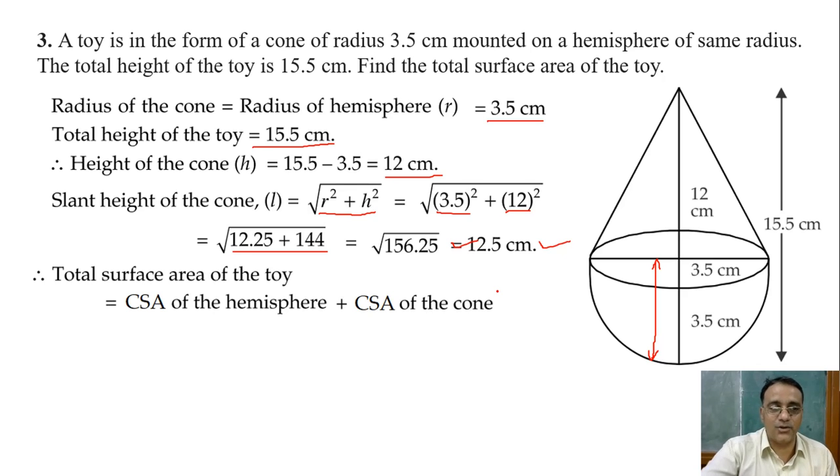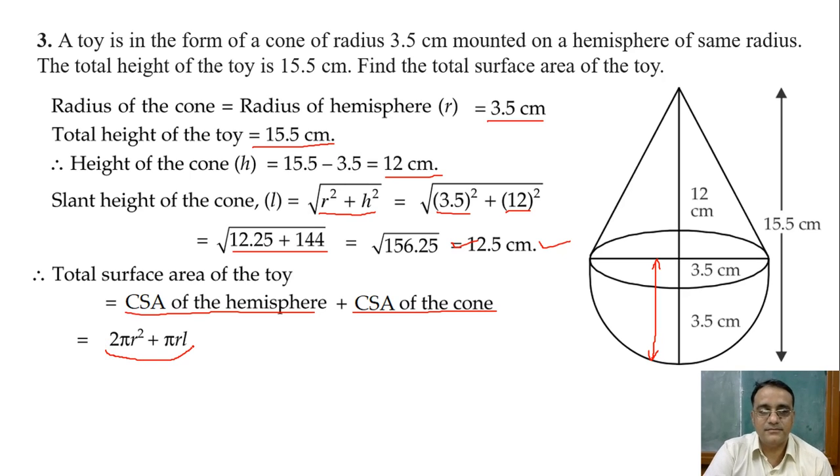अब एक साथ लिखेंगे total surface area of the toy is equals to CSA of hemisphere plus CSA of cone. What is the CSA of hemisphere? 2 pi r square. Right, very good. CSA of cone? Pi r l. So we'll substitute. Now, just now I told you that after writing the formula, what you have to do? Common निकालना है इसमें.